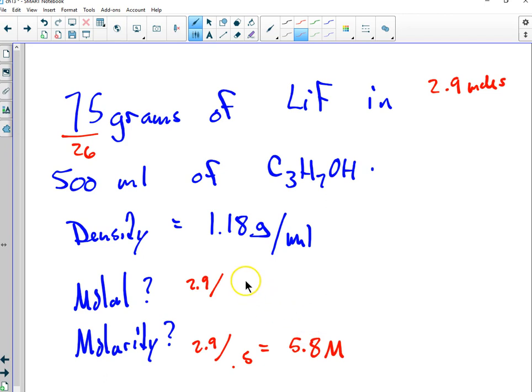All right, then we need to find the mass of these 500 milliliters. So I take my density and I multiply it by my volume. This is in milliliters, so this can be in milliliters. 500 milliliters, those cancel out. And what do you end up with here?